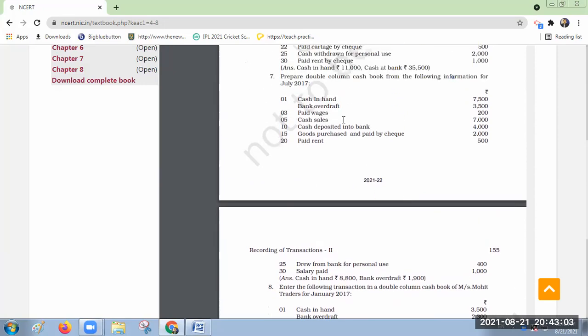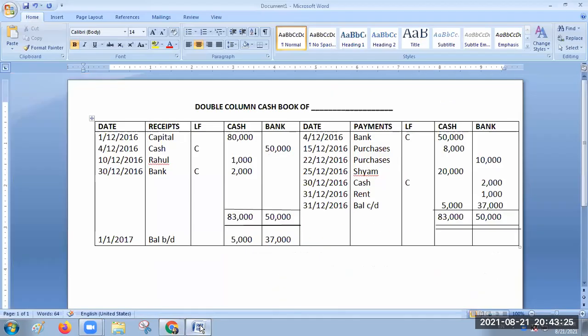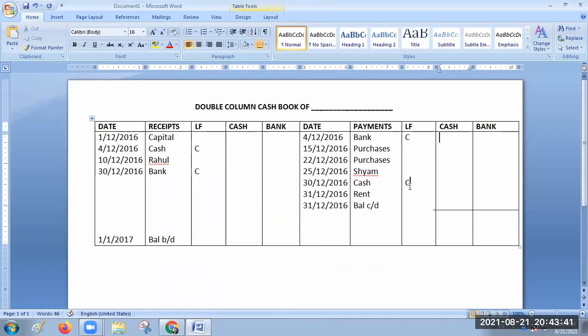7th. Is there any doubt? Sir, in the first transaction, bank overdraft. Very good. See how to mention it. I will show. Are you able to see this Word document? Yes, sir. Okay. Now you read that first transaction. What is the transaction? Cash in hand, 7,500. Bank overdraft, 3,500.